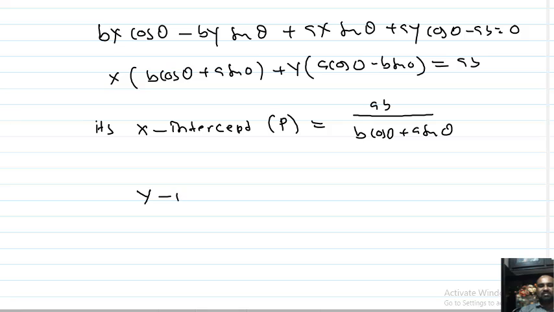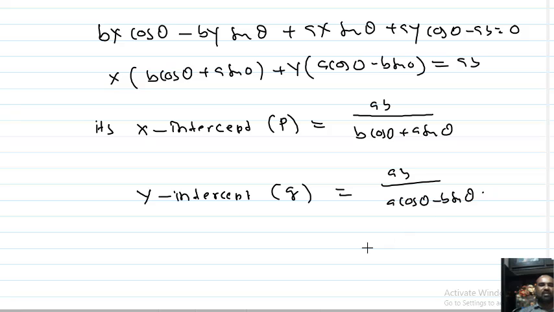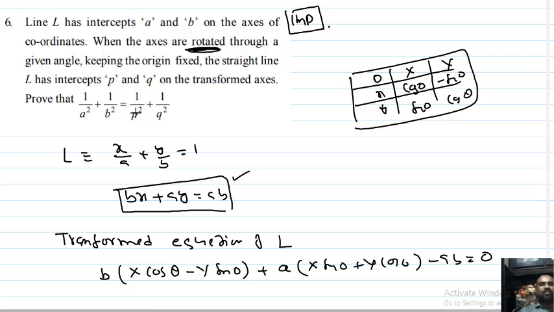Next, the y-intercept, bracket q. So to get the y-intercept, put x equal to 0. What you will get, y, that is the y-intercept, ab by a cos theta minus b sin theta. Okay, now we got p, q and ab. So what do you want to prove? 1 by p square plus 1 by q square equal to this.